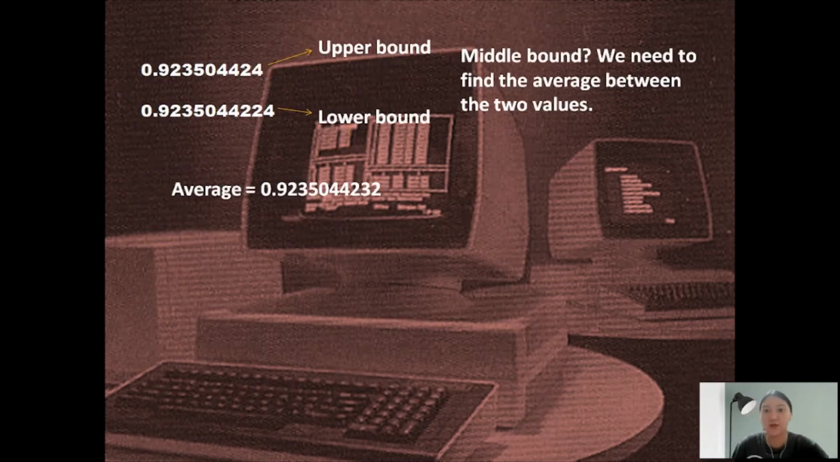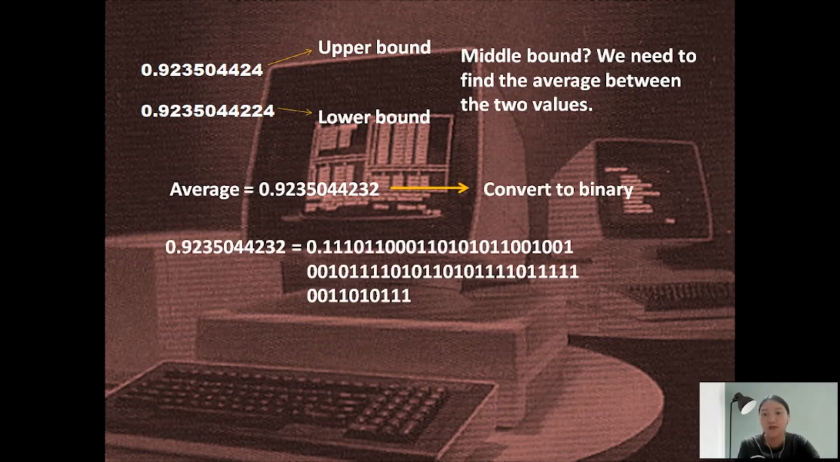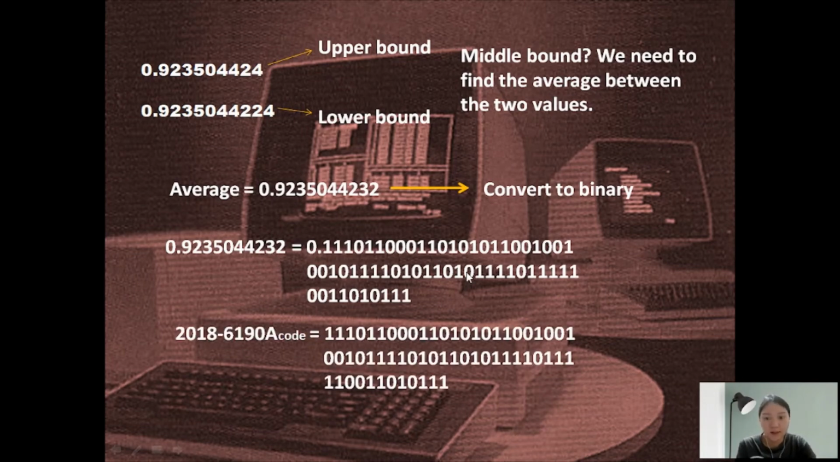Since we have the lower bound and upper bound, we need to find the value of the middle bound, which is based on the average between these two values. The average would be 0.9235044232, and this is in decimal value. Next, we're going to convert it to binary. The binary conversion is this, and this is the equivalent code for our data 2018-61908.